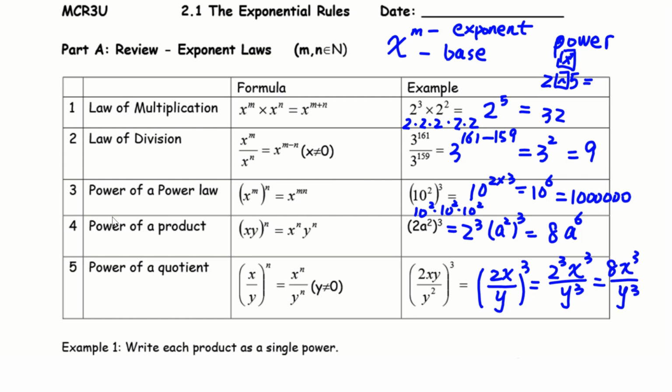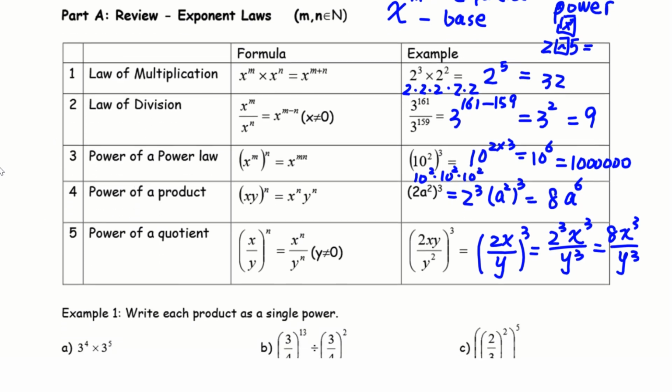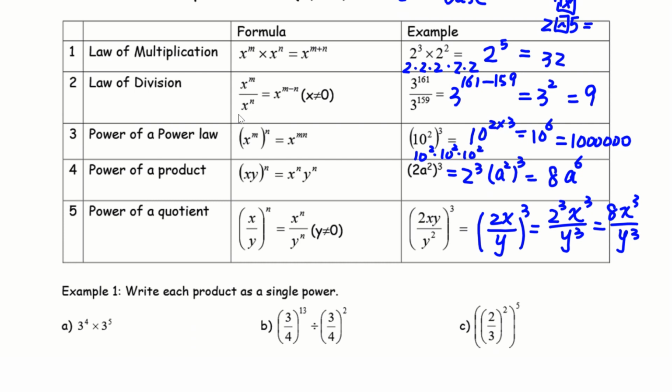So these are the exponent laws you need to remember. Also, when you have x to the exponent n as a denominator, the denominator couldn't be 0, so x couldn't be 0. Same thing, if y is a denominator, then y couldn't be 0. They are the restrictions.